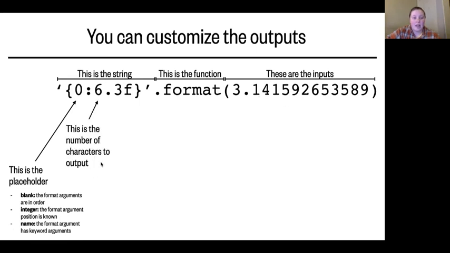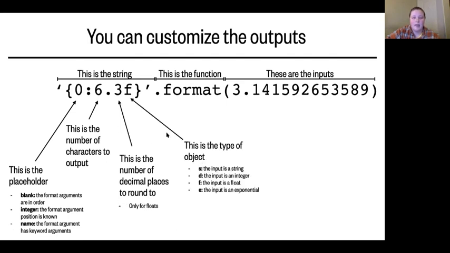This is the number of characters to output. So it's going to put out 6 characters. And this is the number of decimal places to round to. Now this only works for floats. And this is the type of object that you are putting in there. So S, you can be putting in a string. D, you're putting in an integer. F, you're putting in a float. And E, you're putting in exponential.